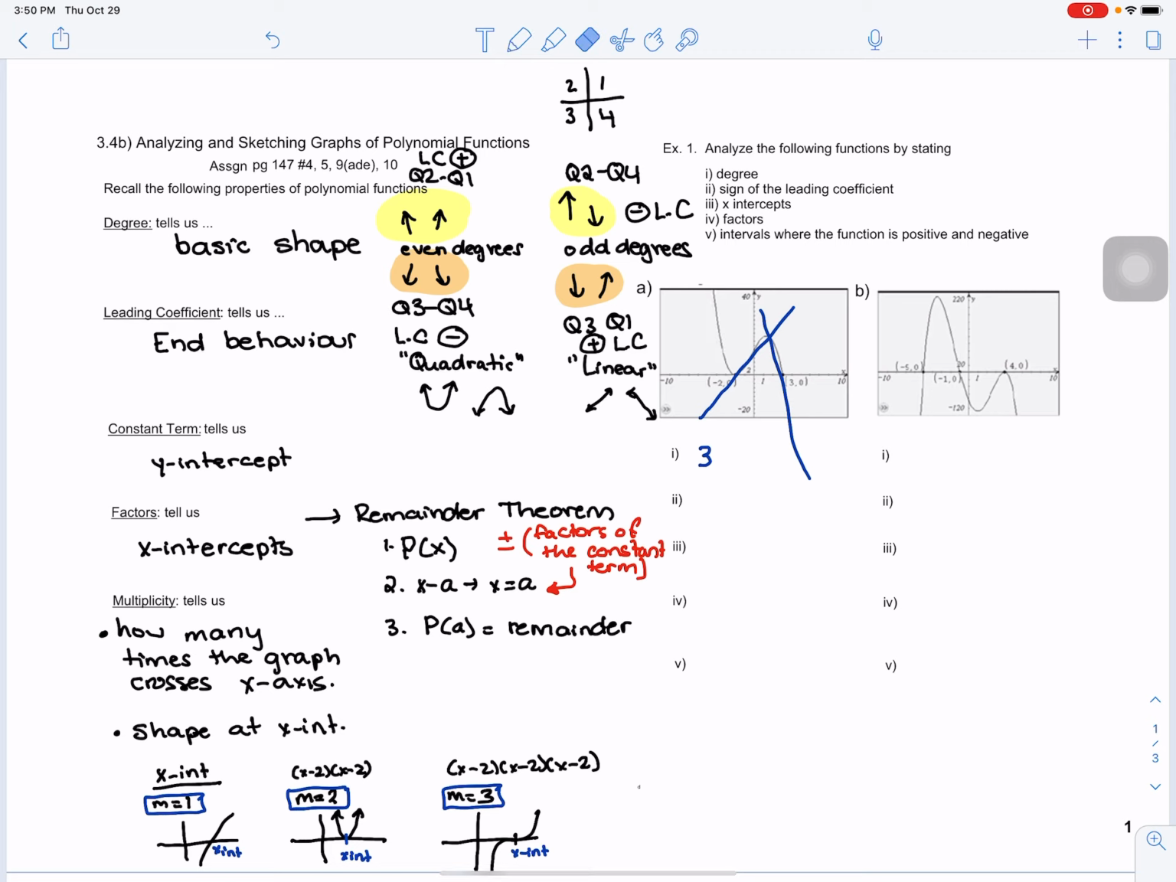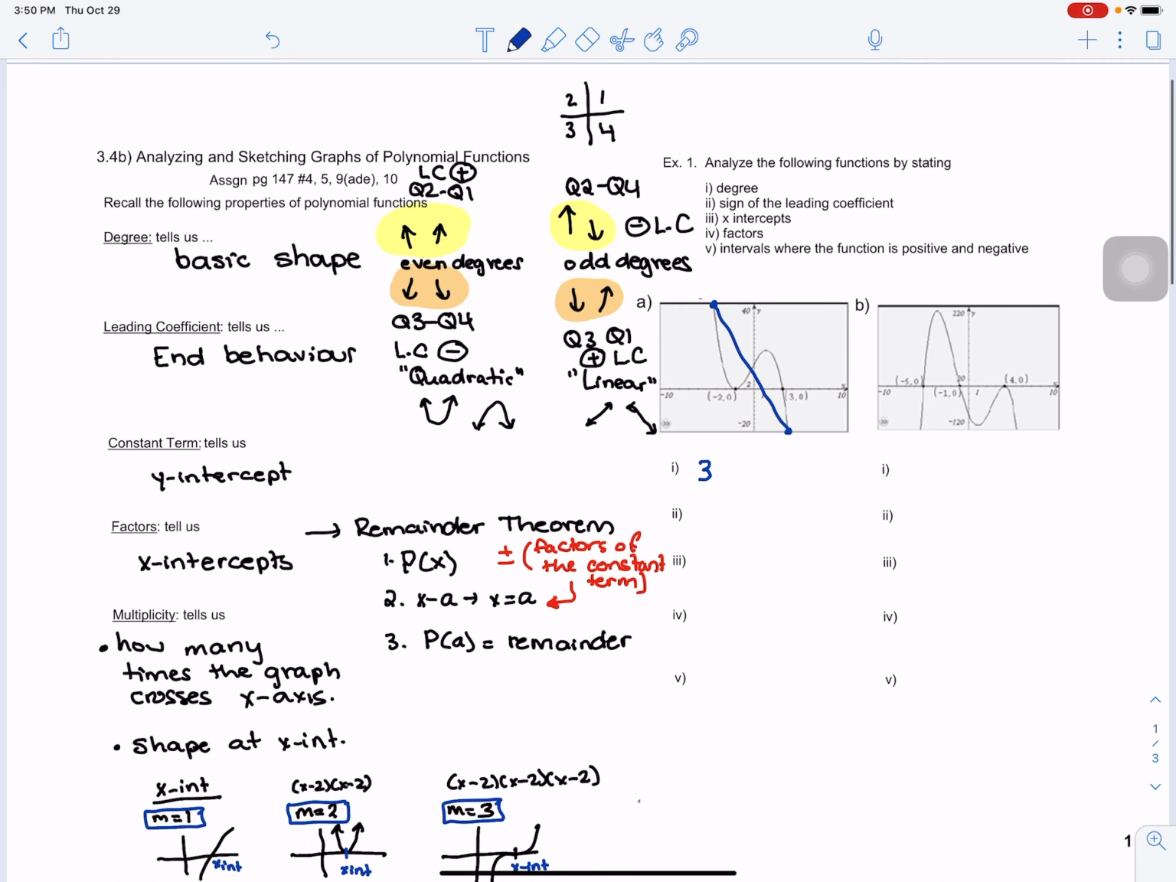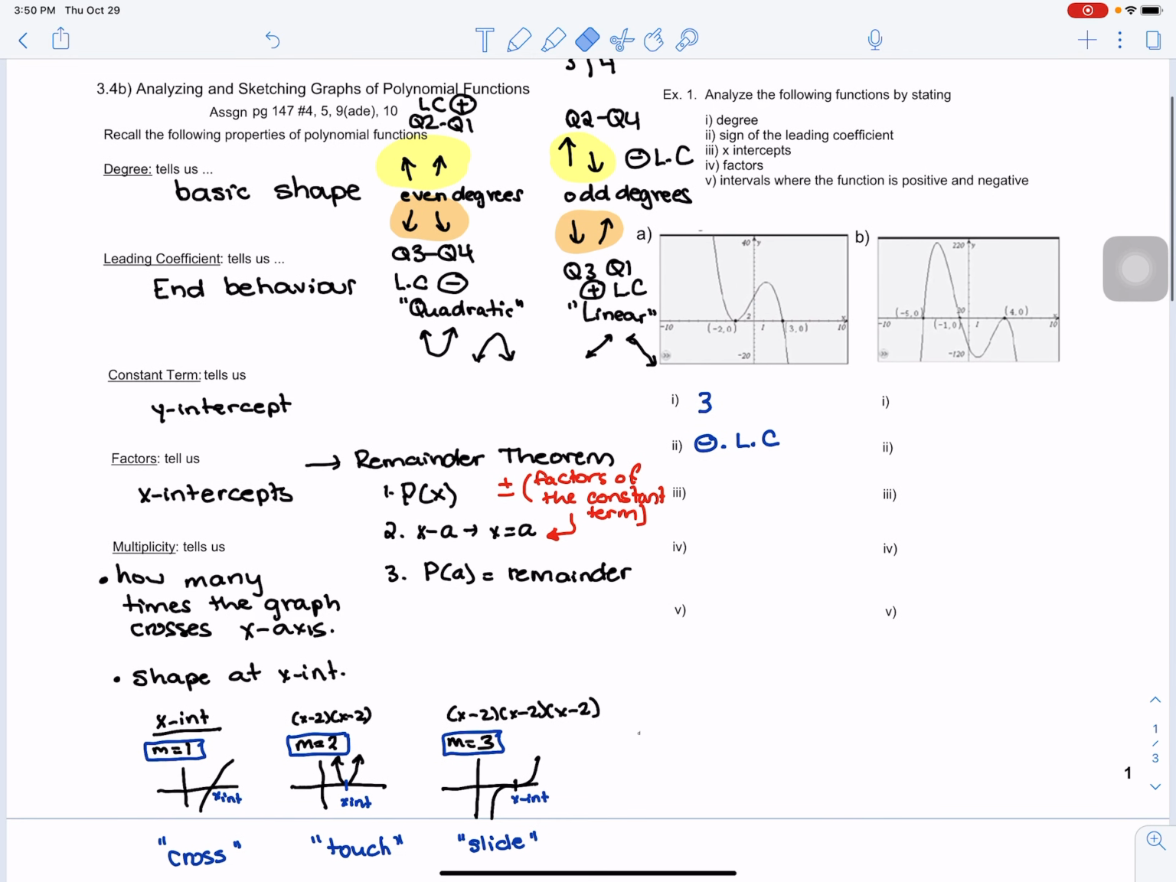Now I'm going to get rid of those lines so that I'm able to do other stuff on there. Now the sign of my leading coefficient: if I were to take this piece and this piece, which are facing in opposite directions, and connect them with a line, does this line have a positive or negative slope? When I look at this, I'd be sliding down that hill. So this would be a negative leading coefficient. You're just thinking of it as like a linear, but it's not a linear.